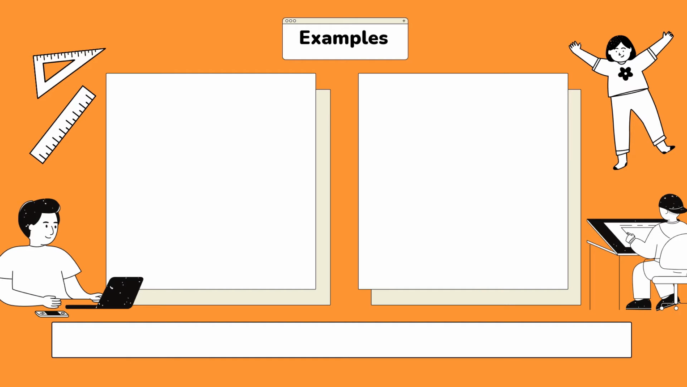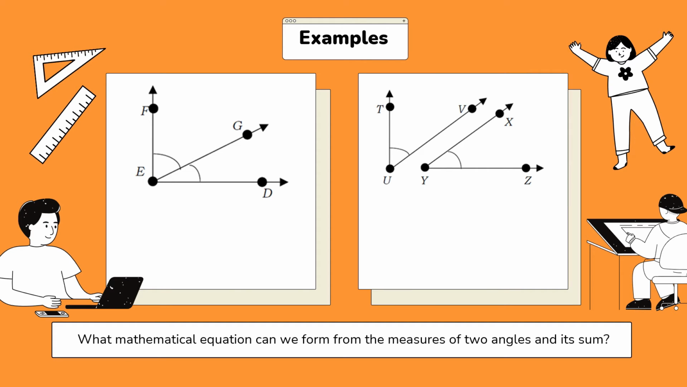Now, for the first two examples, what mathematical equation can be formed from the measure of two angles and its sum? Now for the first example, we have the measure of angle FEG, which is 60 degrees, and the measure of angle GED, which is 30.